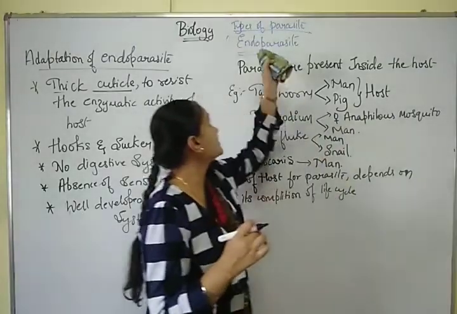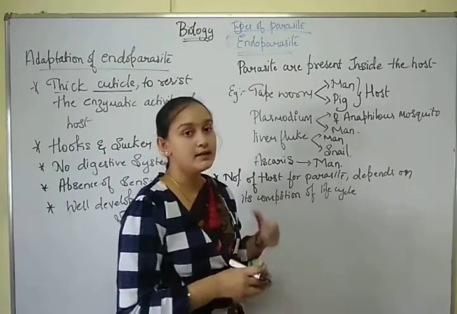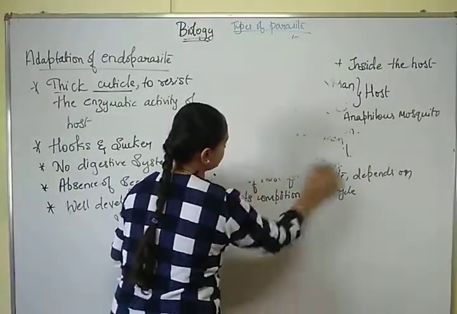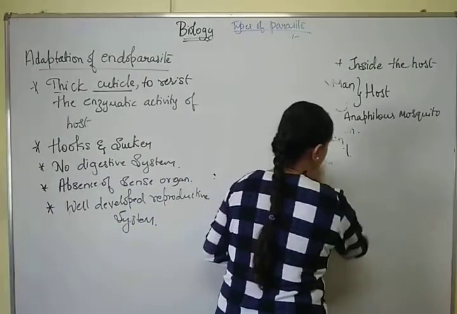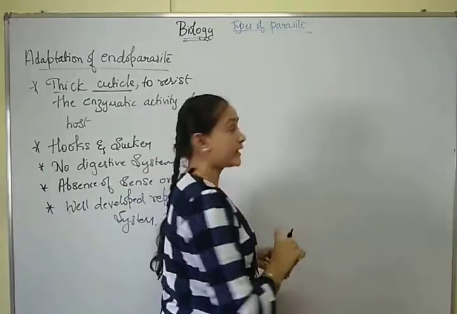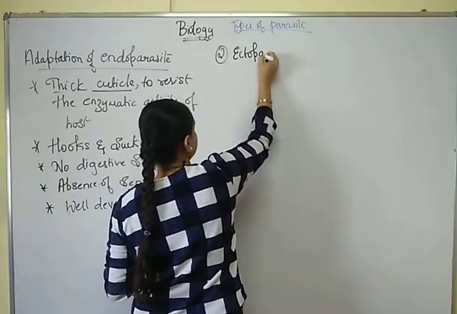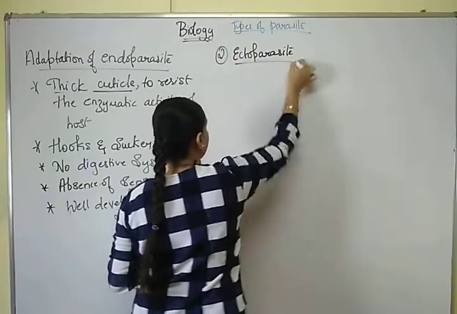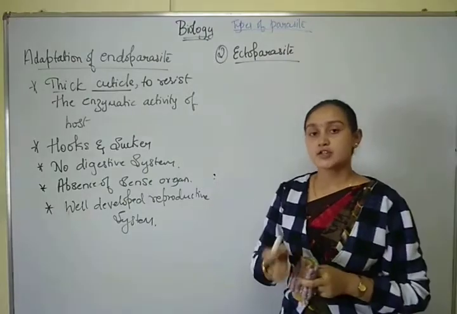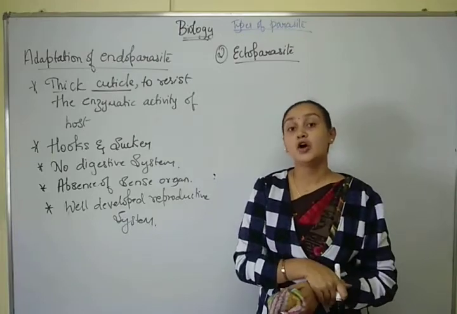So the next type of parasite. The first one is endoparasite. The next one is ectoparasite. So the second type is ectoparasite. Endo means inside. But ecto means outside. So here the parasites are present on the surface of a host cell.